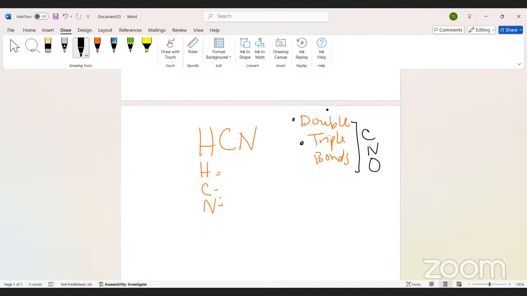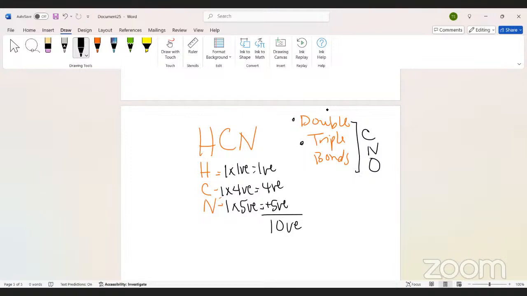Okay. Now, what I'm going to do, I'm going to put 1 hydrogen, 1 carbon, 1 nitrogen times their respective numbers of valence electrons. Hydrogen has 1 valence electron because it's in group 1. Carbon has 4 valence electrons because it's in group 14. And nitrogen has 5 valence electrons because it's in group 15. We're going to add all those together and we get 10 valence electrons.